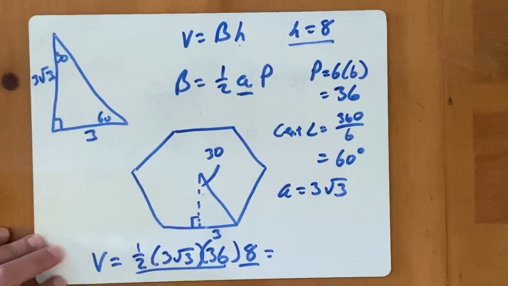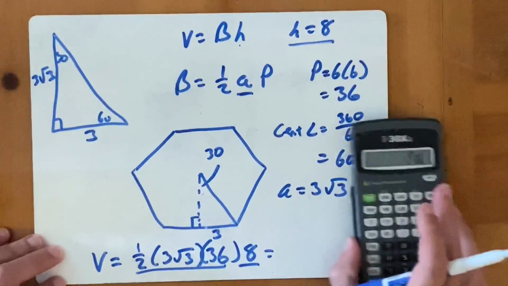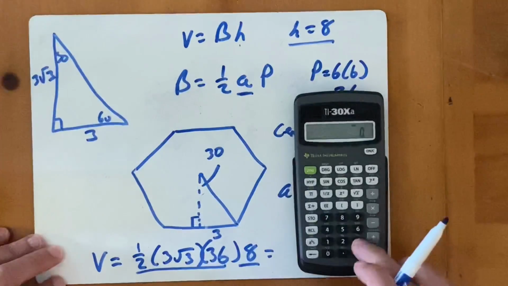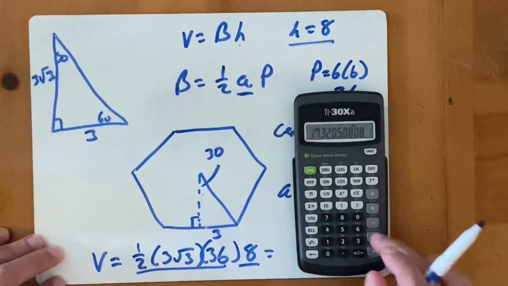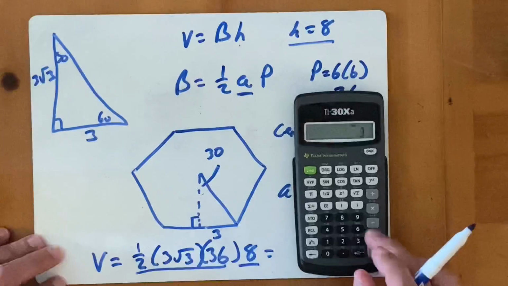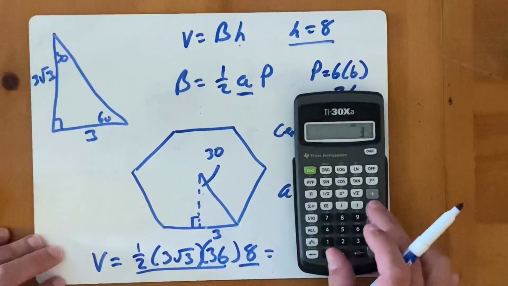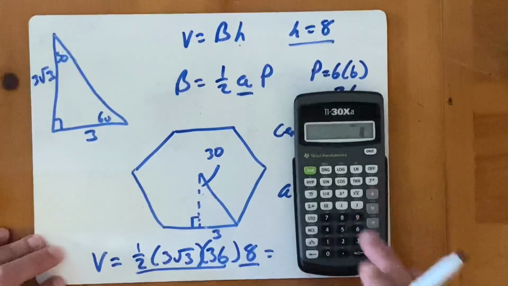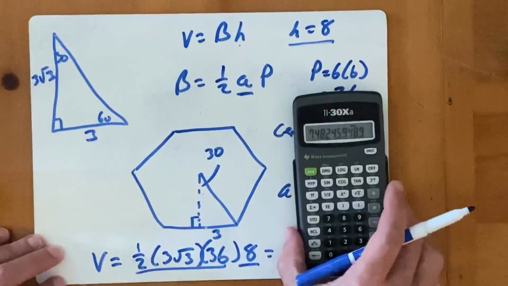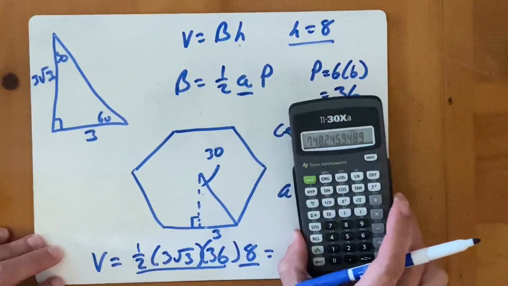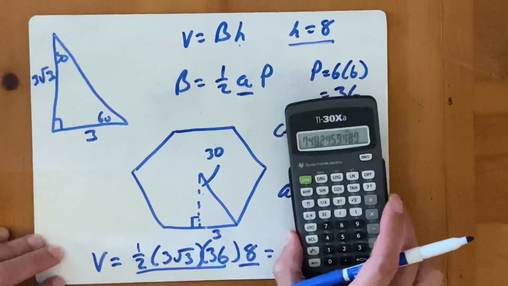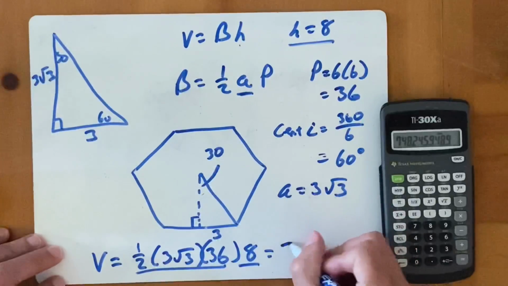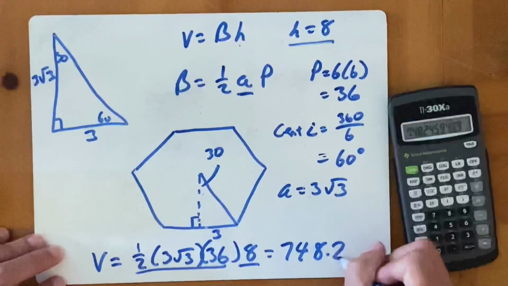Now what I have to do is plug it into the calculator and multiply it all together. Let's start off with the radical first to make our life easy: square root of 3 times 3. Remember, it's all multiplication, so it doesn't matter what order you do it in. Times 1/2 times 36 and times 8. Now we can hit our equals key. Our final answer for the volume should have been rounded to 1 decimal place, so 748.2 was our final answer.